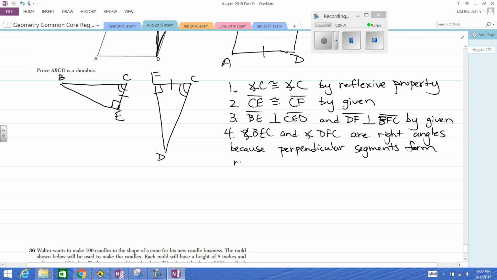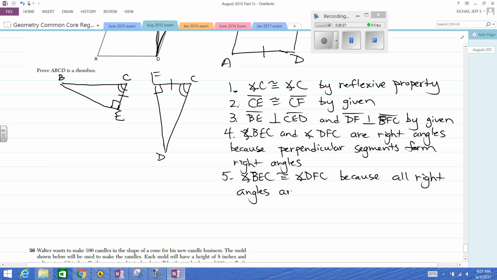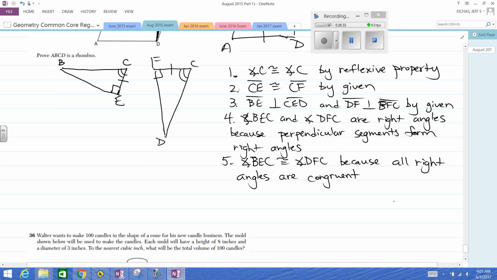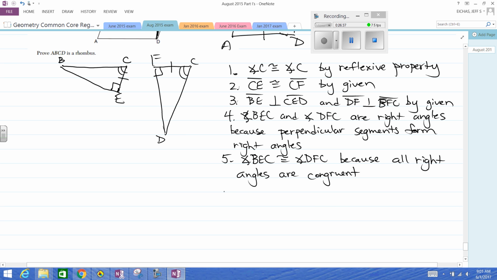Create, form, whatever. Now we'll say they're congruent, because all right angles are congruent. Okay, that gets us the triangles congruent. Let's get some more space though. That'll at least get us most of the way there.